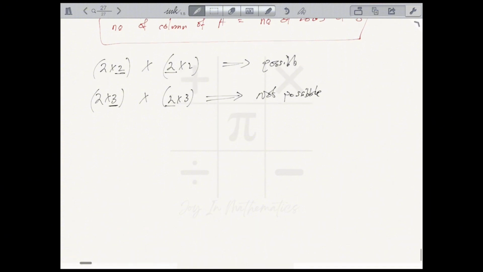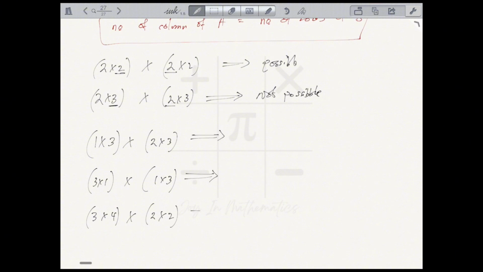So look at this now. Is it possible for a 1 by 3 matrix to be multiplied by a 2 by 3 matrix? Is it also possible for a 3 by 1 matrix to be multiplied by a 1 by 3 matrix? Or is it possible for a 3 by 4 matrix to be multiplied by a 2 by 2 matrix? Now, what are your answers? 1 by 3 times 2 by 3 does not tally, not possible. 3 by 1 times 1 by 3 tallies, yes, possible. 3 by 4 times 2 by 2 does not tally, so definitely not possible.